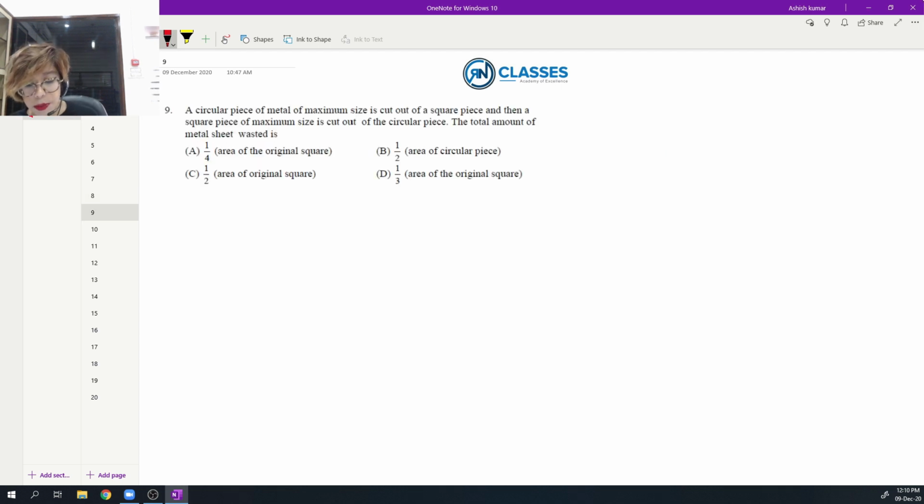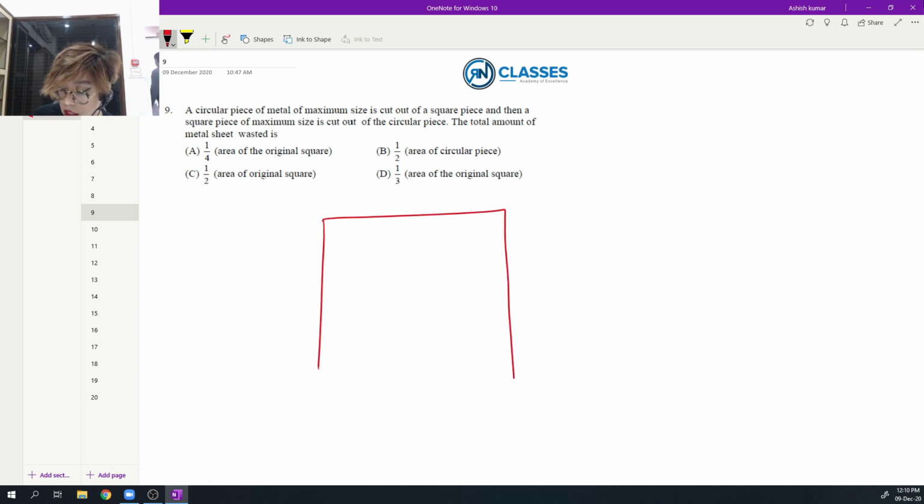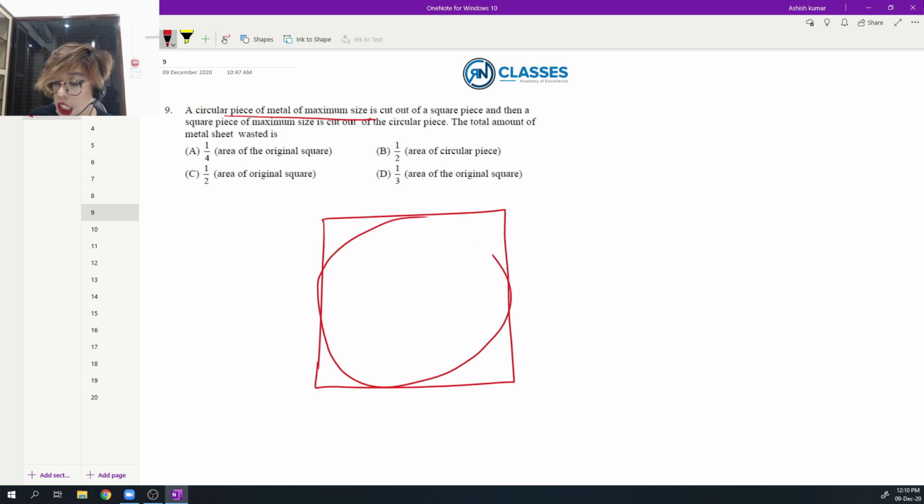A circular piece of metal of maximum size is cut out of a square piece. Right? So I have a square piece first. So this is my square piece. A circular piece of maximum size. So my circular piece should be something like this, right? The circle should be touching all the four sides of the square.